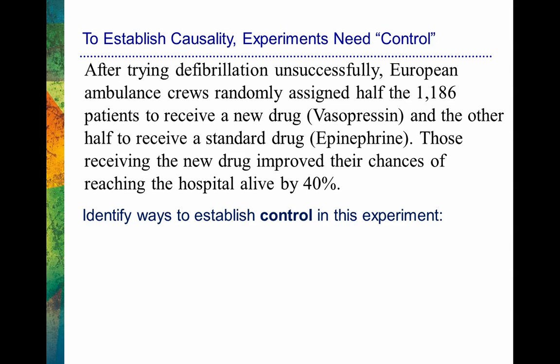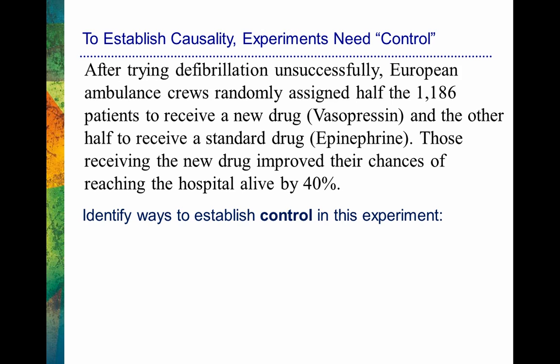Let's go through another example. Same actual example, but what I want to focus on here is identifying some ways that we establish control in this experiment, because the main point that I was trying to make between experimental studies and correlational studies is that in experiments we have this amazing amount of control, and that's a good thing.